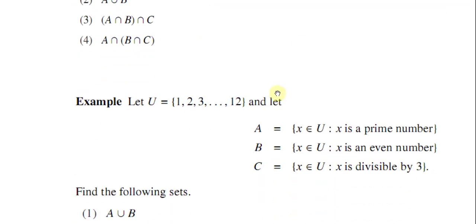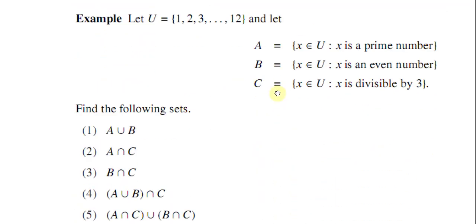Now, next example. Okay, we have U set 1, 2, 3, and till 12, and let A be such kind of X from U, where X is a prime number. So what we get here in A set is just prime numbers from U.